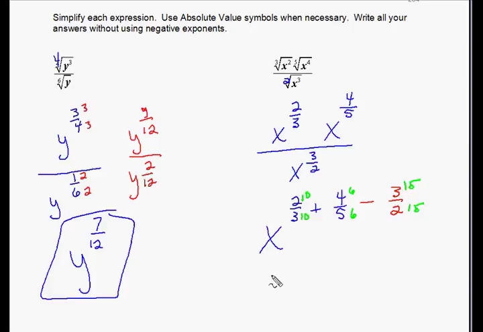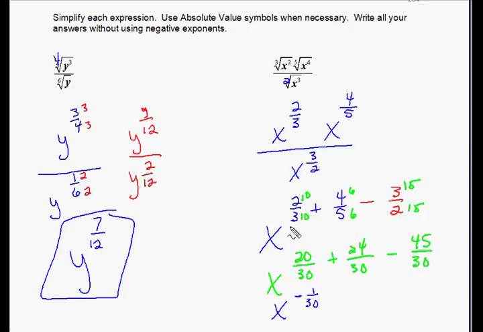So that gives us x to the 20/30 plus 24/30 minus 45/30. So that gives us x to the negative 1/30.